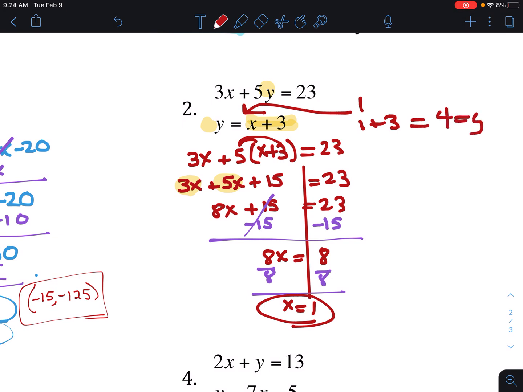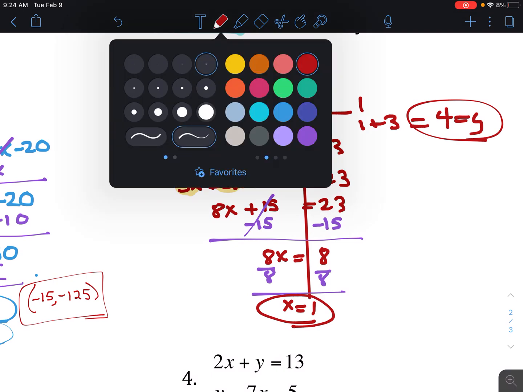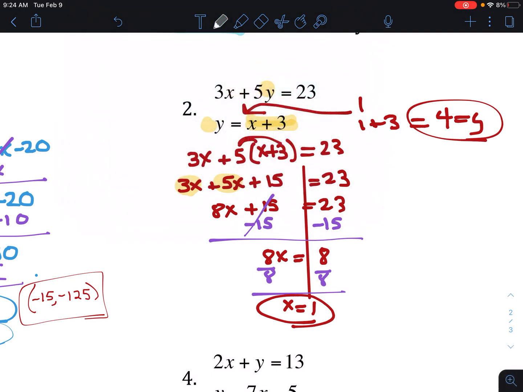Now, some of you were asking, okay, well, what about the other one? Because you always say to plug it in both. You can totally do that. So if x is 1, check out what I'm going to do. I'm just going to recopy this other equation. So 3 times 1 plus 5y equals 23. It's a little bit more work because it doesn't say y equals. I'm going to have to solve it. So I have 3 plus 5y equals 23.